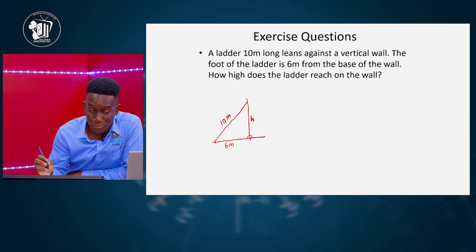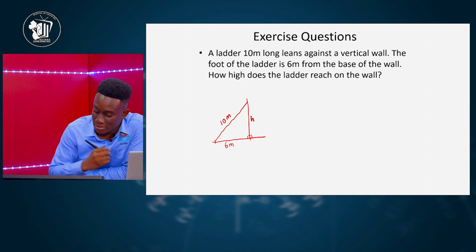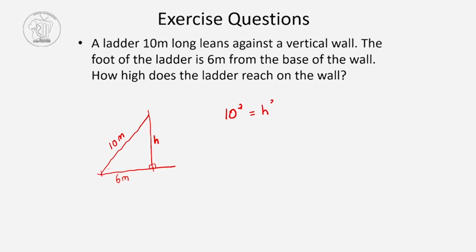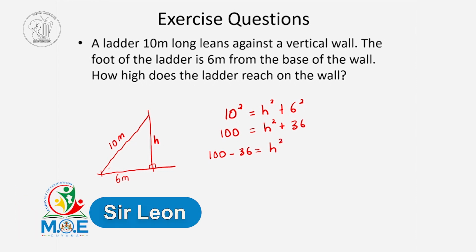We use the Pythagoras theorem because we are dealing with a right angle triangle. The square of the longest side, in this case 10, squared is equal to h squared, because that is the remaining side, plus 6 squared. We square everything: 10 squared gives 100, is equal to h squared plus 36. Then we solve for h. This 36 is added, so we take it over to subtract. 100 subtract 36 gives us 64, which is equal to h squared.